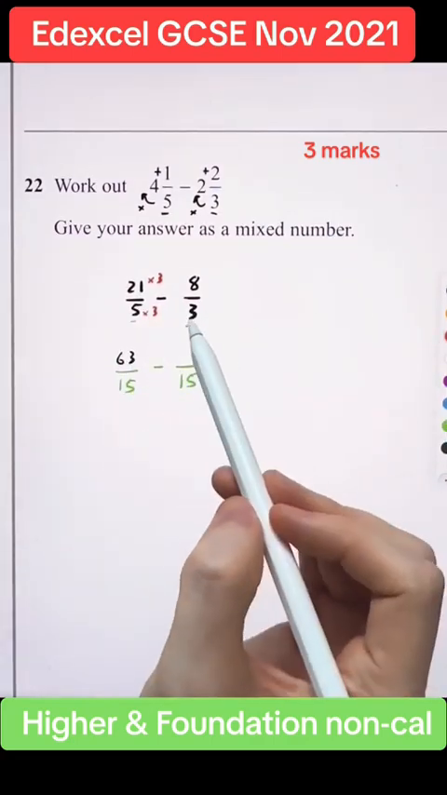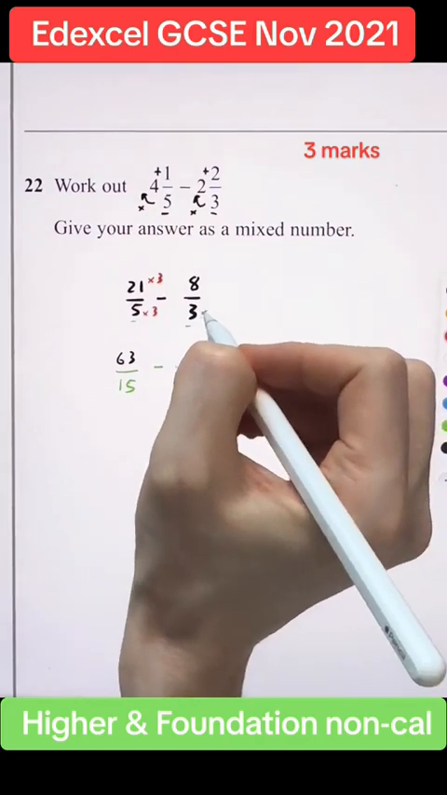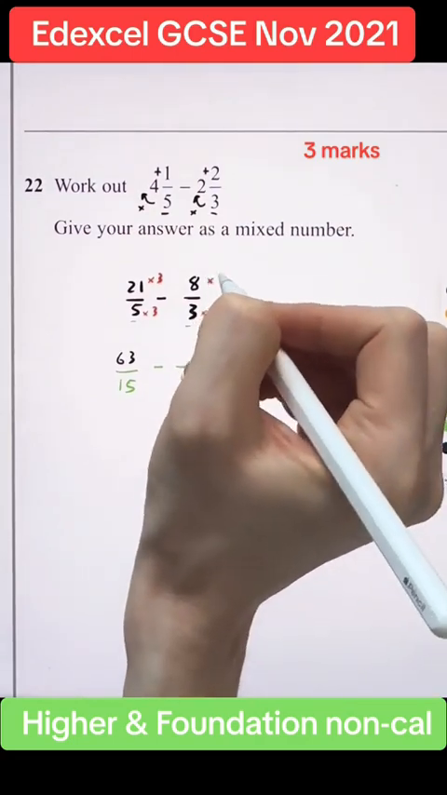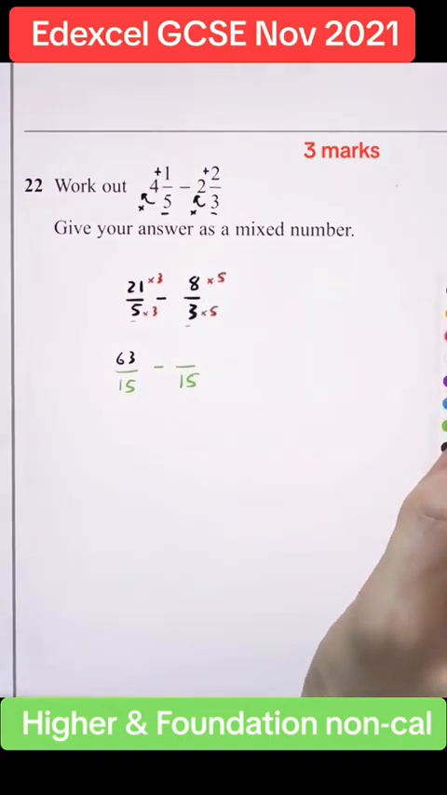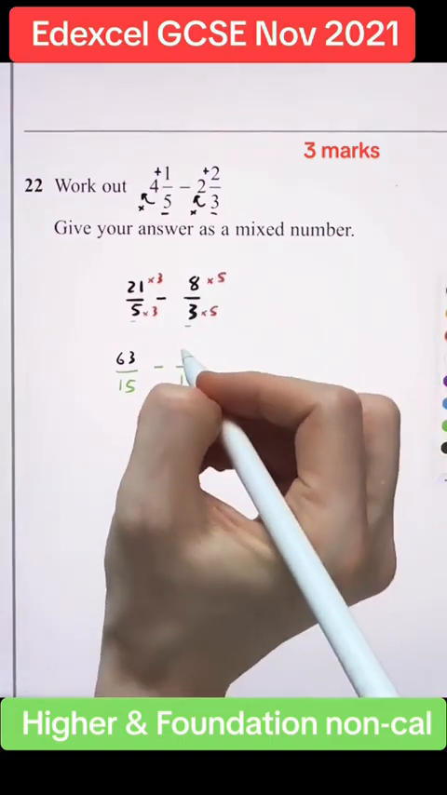Look at my second fraction. I had 3, I've now got 15. What have I timesed 3 by to get to 15? I've timesed it by 5. Hence, I must do the same to the numerator, the top number, to keep it equivalent. In this case, 8 times 5 gives us 40.